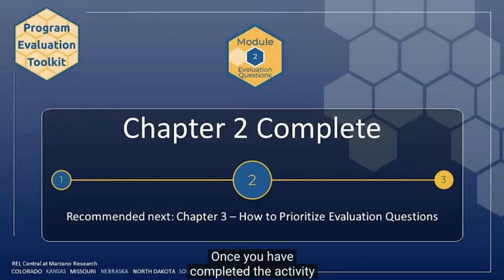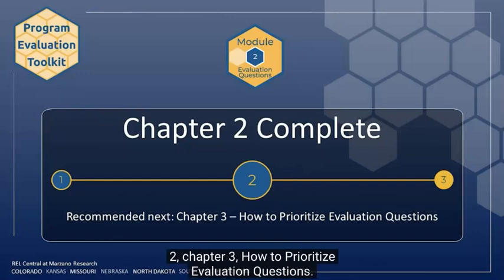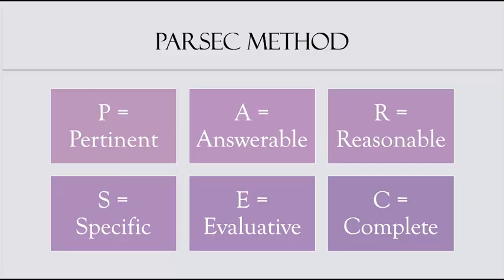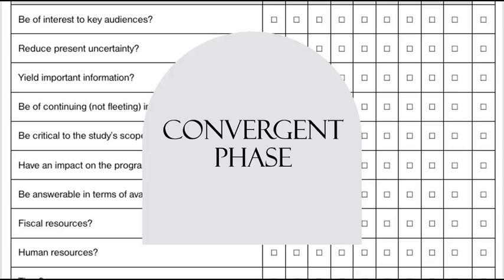Once you have completed the activity for drafting evaluation questions, you are ready to move on to Module 2, Chapter 3, How to Prioritize Evaluation Questions. Having documented all the possible evaluation questions and written them using the Parsec method, you enter the convergent phase. This is the phase where you pare down your list.